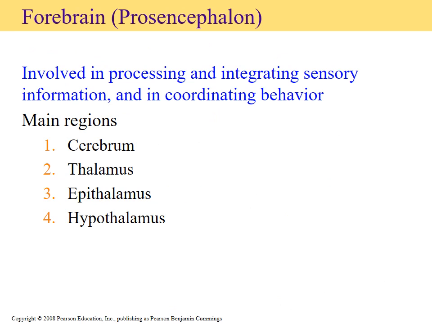The forebrain, that one is going to be divided into four main regions: the cerebrum, the thalamus, the epithalamus, and the hypothalamus. And the forebrain, as I wrote for you on your PowerPoint, is going to be all about processing and integrating our sensory information, and obviously coming up with coordinating behavior to match the input that was received.